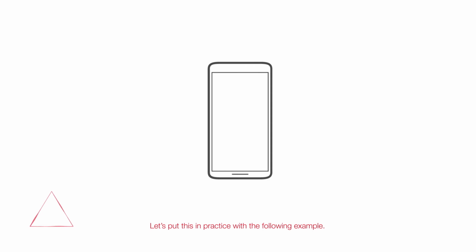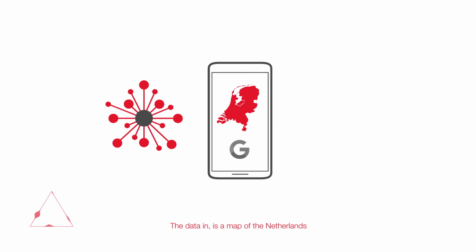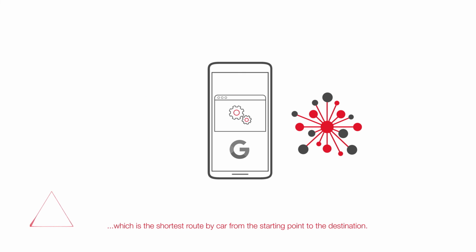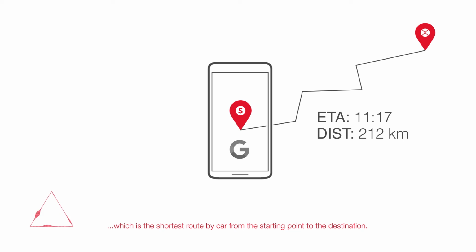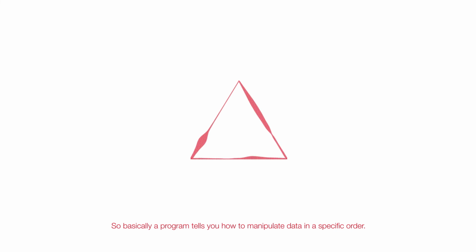Let's put this in practice with the following example. Everybody is familiar with Google Maps. We use it on a daily basis to find the shortest way to our destination. The data in is a map of the Netherlands, a starting point, let's say Heerlen, a destination, for instance Amsterdam. The Google computers execute the program, resulting in data out, which is the shortest route by car from the starting point to the destination. So basically, a program tells you how to manipulate data in a specific order.